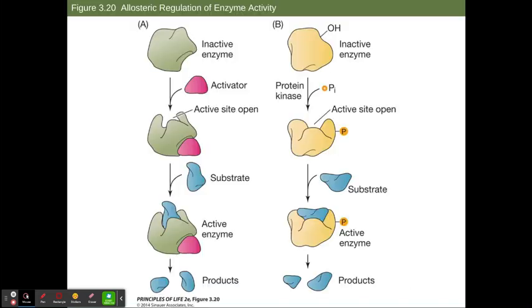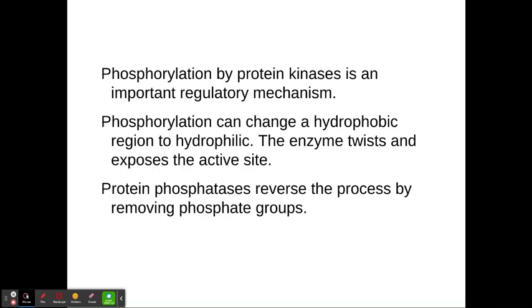So figure 3-20 on page 55 in your text shows this. So we have this activator come in. When the activator comes in, it will open the active site, so to say. The substrate will come in, it will bind, and we get our products. Okay, in this case, in figure 3-20b, we have phosphorylation. So in this case, we have this phosphate group come in, it binds, opens the active site, again, substrate binds, and we produce our products. So phosphorylation is an important regulatory mechanism, and it can change a hydrophobic region to hydrophilic.